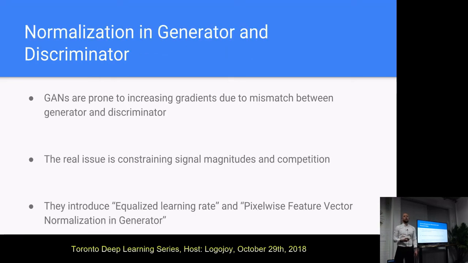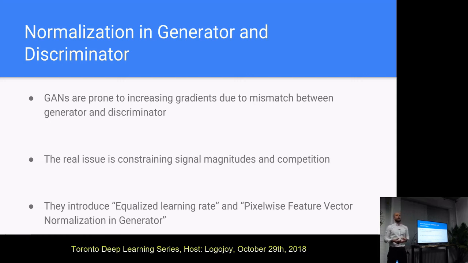Next, they talk about normalization, and their motivation for adding 2 different methods of normalization is the mismatch between generator and discriminator that we've been talking about all evening. In the generator you can get increasing gradients at times, and they find you need a way to rein them in.